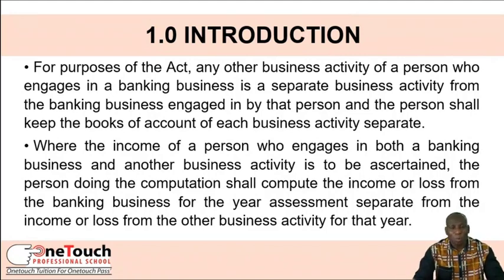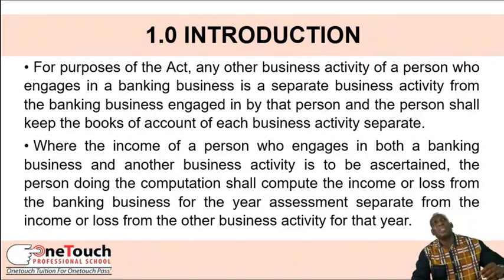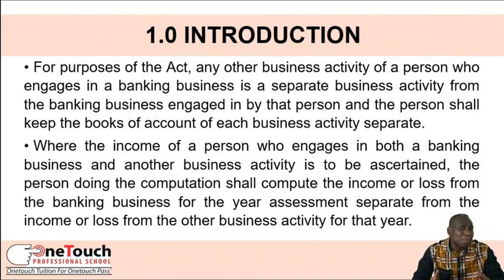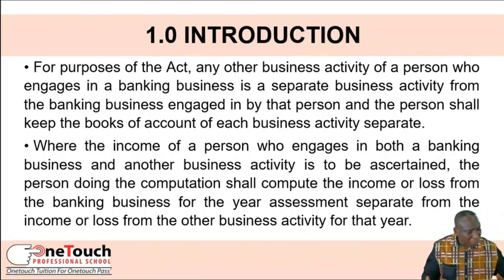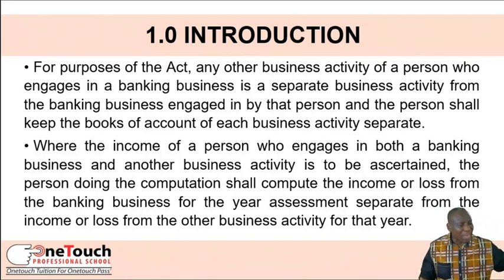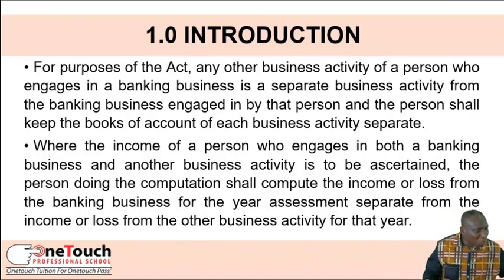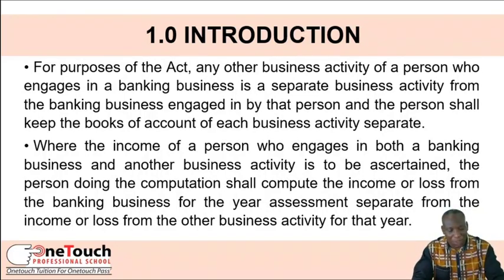So the law is saying that where a bank engages in separate business activity aside from the banking business, there's a need for that person, being the bank, to keep the books of account of each business activity separate. When you are given an exercise where a bank, apart from its banking business, is engaged in other business activity, and they give you the revenue and expense items of both, what's important is that you arrive at the assessable income and, for that matter, the chargeable income of the banking business, separate from the other business activity. That's the core of this particular aspect of the law.